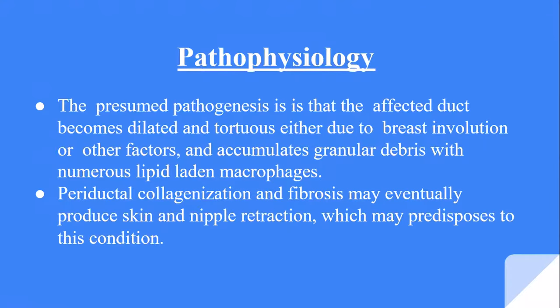Pathophysiology. The presumed pathogenesis is that the affected duct becomes dilated and tortuous either due to breast involution or other factors and accumulates granular debris with numerous lipid-laden macrophages. Periductal collagenization and fibrosis may eventually produce skin and nipple retraction, which may predispose to this condition.